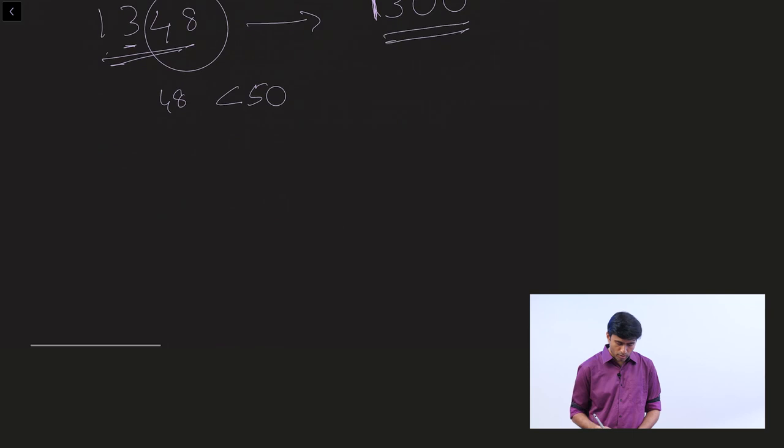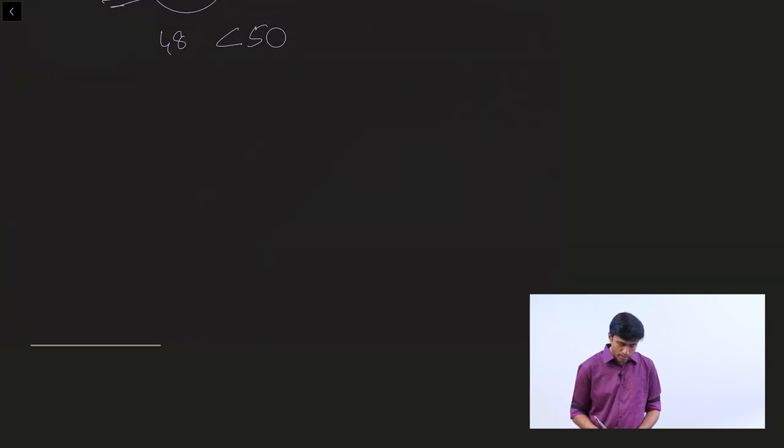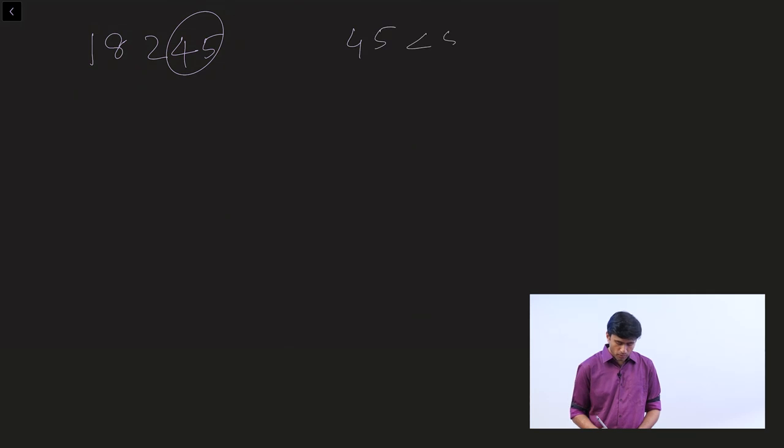How do we round off 18,245? Go ahead and look at the last two digits. 45 is less than 50. So you round it off to 18,200. This is how you round off a number to the nearest hundreds.